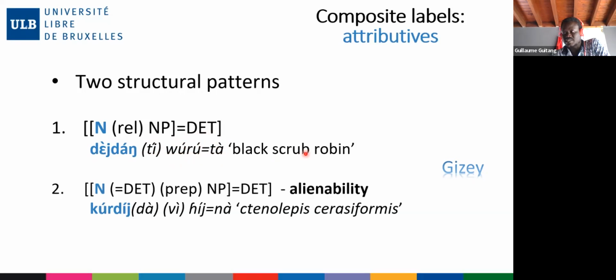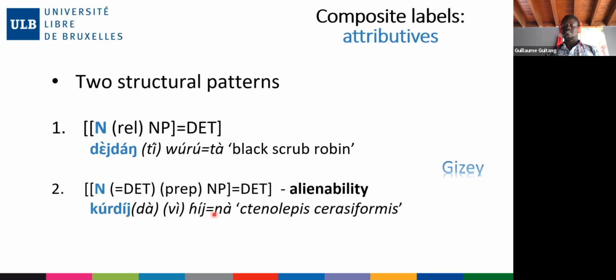And then the second pattern: you have the head noun. This pattern always expresses alienability. So you have the head with an internal determiner, and then you have the preposition V, of, and then you have a second NP with an external determiner. So these are two structural patterns, and I'm going to look at them in detail now.